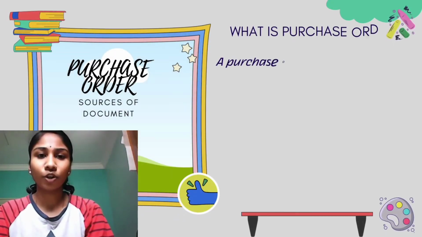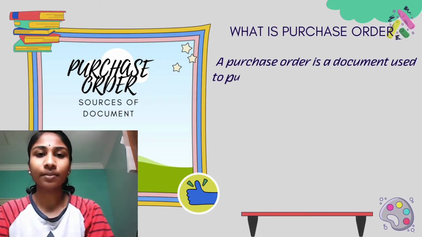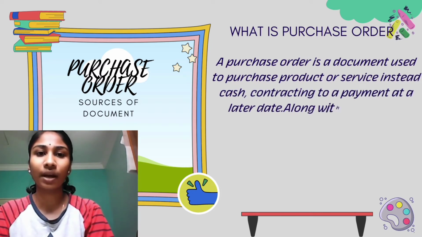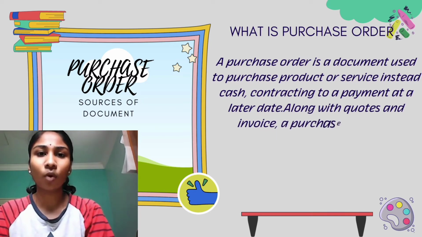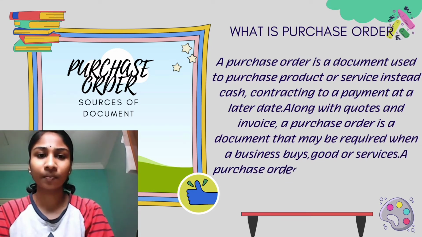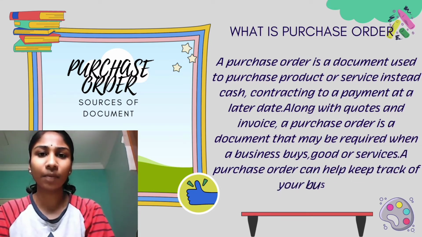The next is I'm going to talk about purchase order. What is purchase order? A purchase order is a document used to purchase product or service on credit instead of cash, contracting to a payment at a later date. Along with quotes and invoices, a purchase order is a document that may be required when a business buys goods or services. A purchase order can help keep track of your business, such as if you order 100 barbecues and only 80 arrive, then you can quickly contact all parties involved.